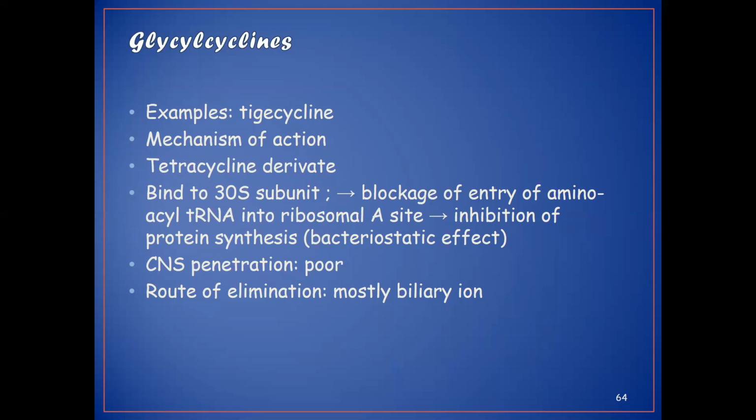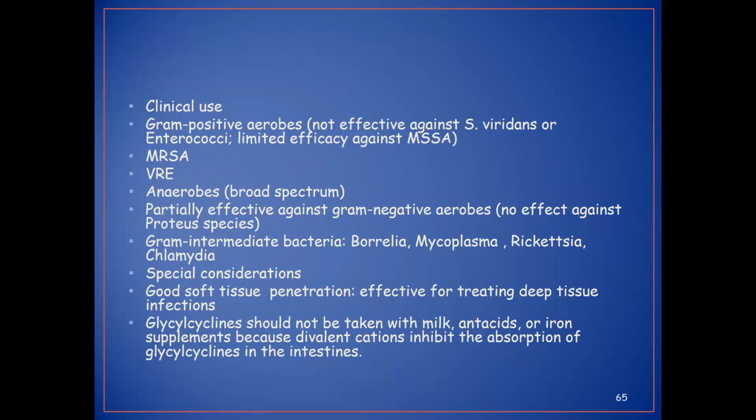Mechanism of action: it is basically a tetracycline derivative and binds to the 30S subunit, which leads to blockage of entry of aminoacyl tRNA into the ribosomal A site, and inhibition of protein synthesis, which has a bacteriostatic effect. CNS penetration is poor and the route of elimination is mostly biliary. Clinical uses include gram-positive aerobes.